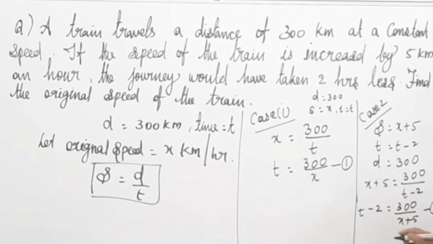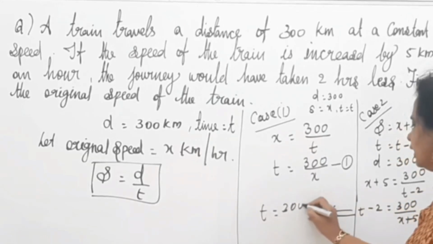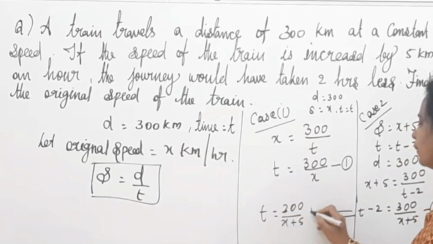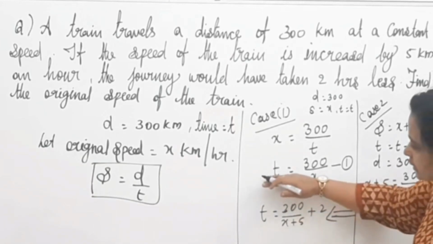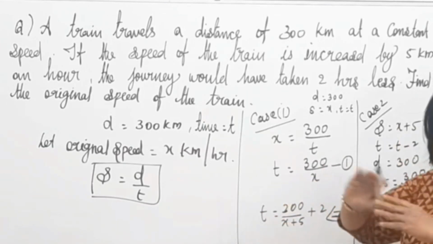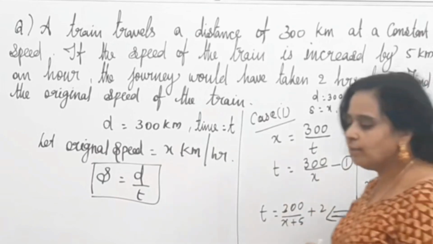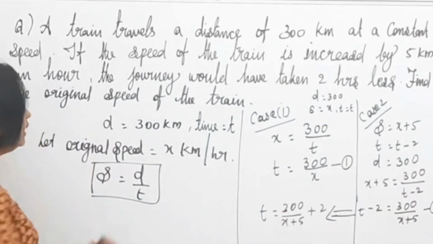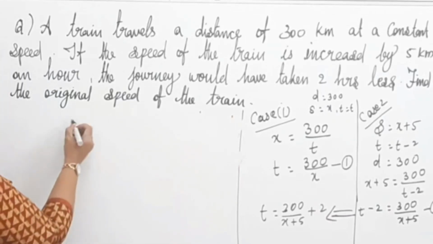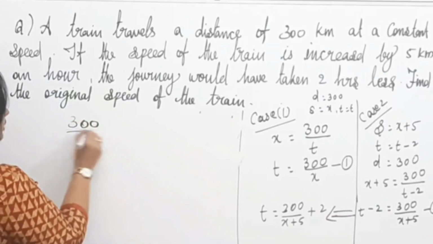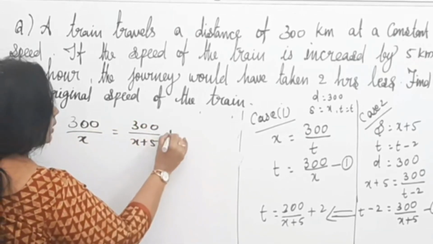In this second equation, you can take what is t here. So t is equal to 300 by x plus 5 plus 2. So this is actually my second equation. Now you can see the first equation t, second equation t, both are same variable. So I can equate the right hand side. So I'm going to equate both the equations. So I have my equations 300 by x is equal to 300 by x plus 5 plus 2.